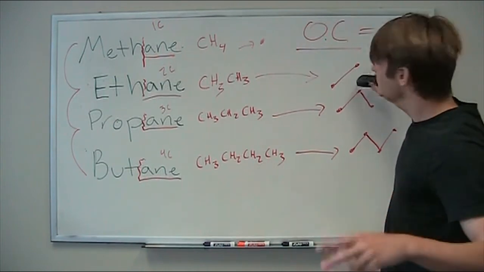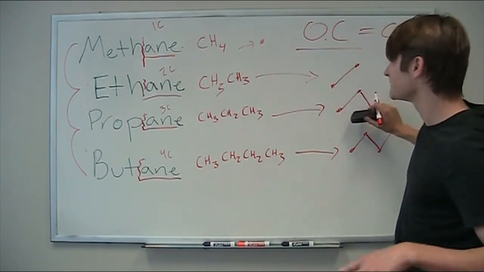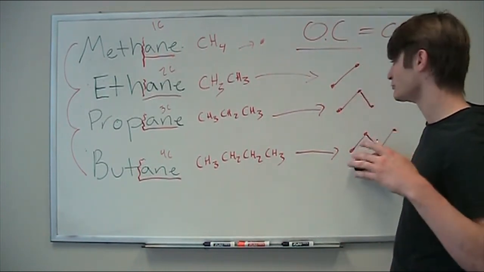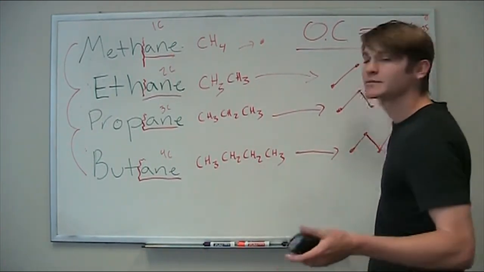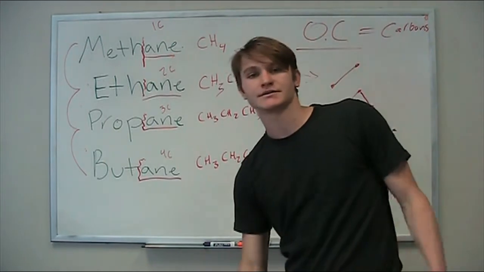Ethane has 2 carbons. The hydrogens are suggested. Propane, 3 carbons. Butane, 4 carbons. So it's pretty simple. Now, some people may ask, okay, well, where's the hydrogens?